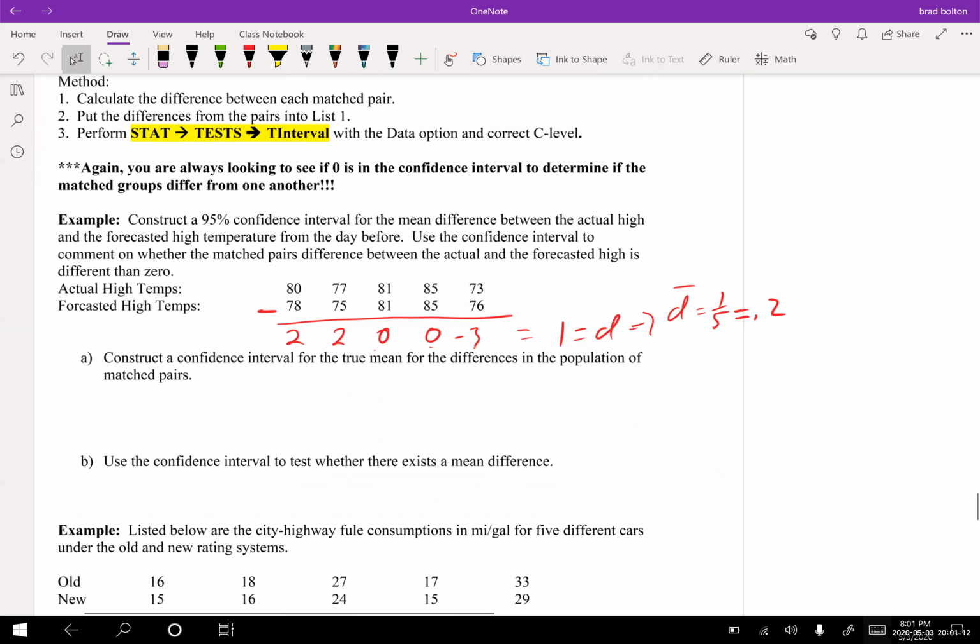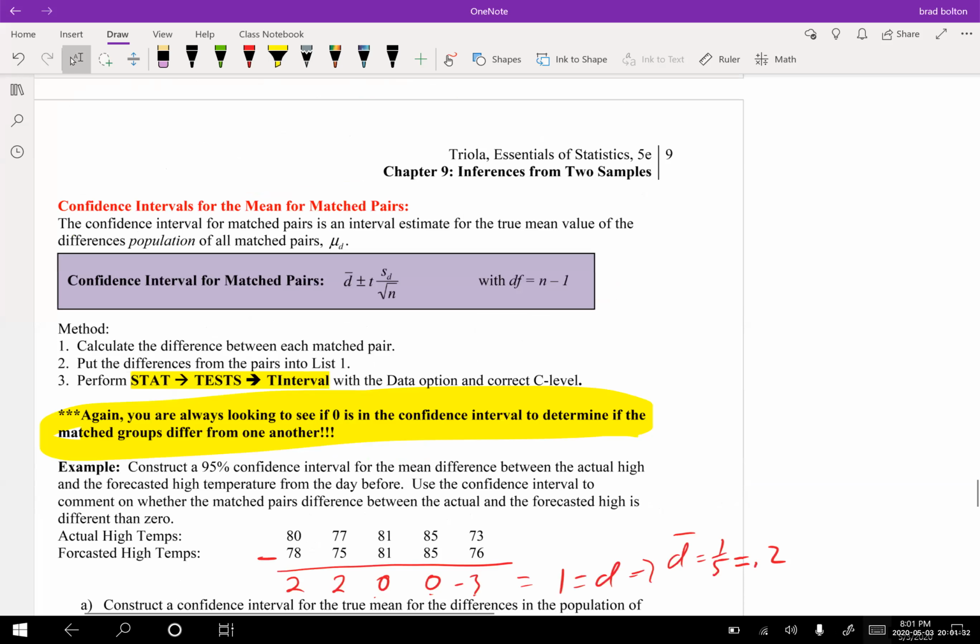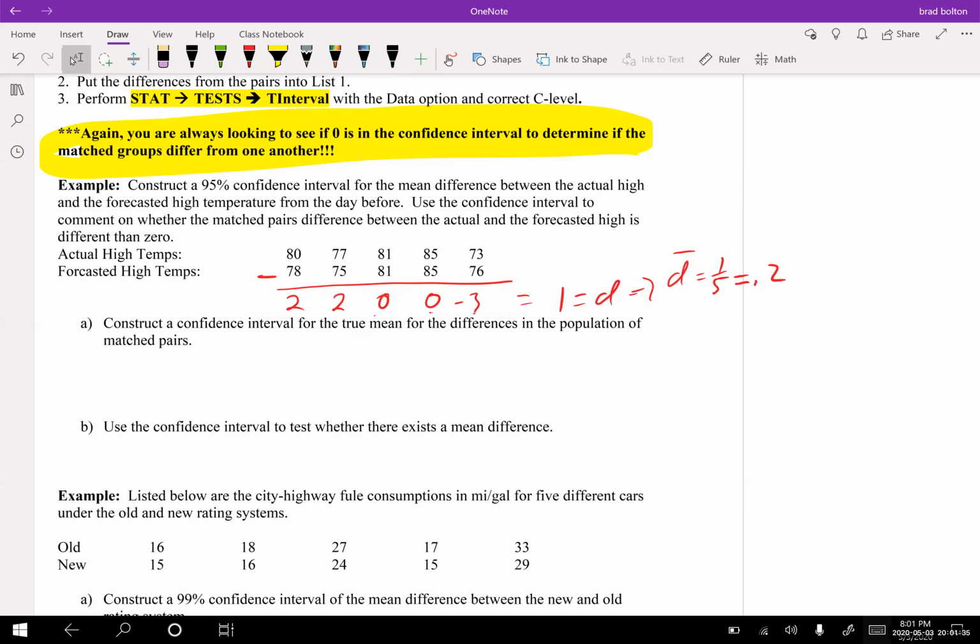So I started this one again, and I just want you guys to know we are always looking for this 0 when you're dealing with 2 samples, okay? So we're going to build a confidence interval based on our new data. Once again, just like here, we did top minus bottom. I'm going to do top minus bottom again. So I got 2, 2, 0, 0, -3, okay? And that gave me a difference of 1. And then when you find the mean of that, you get 1/5 or 0.2.